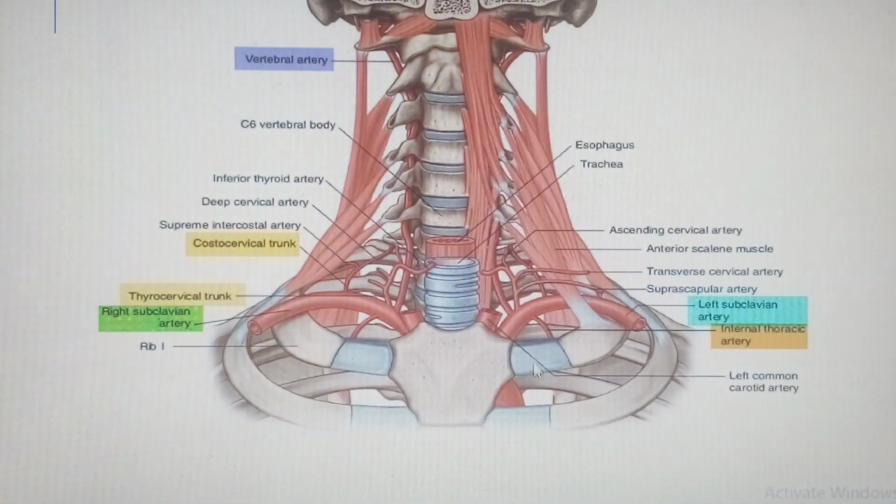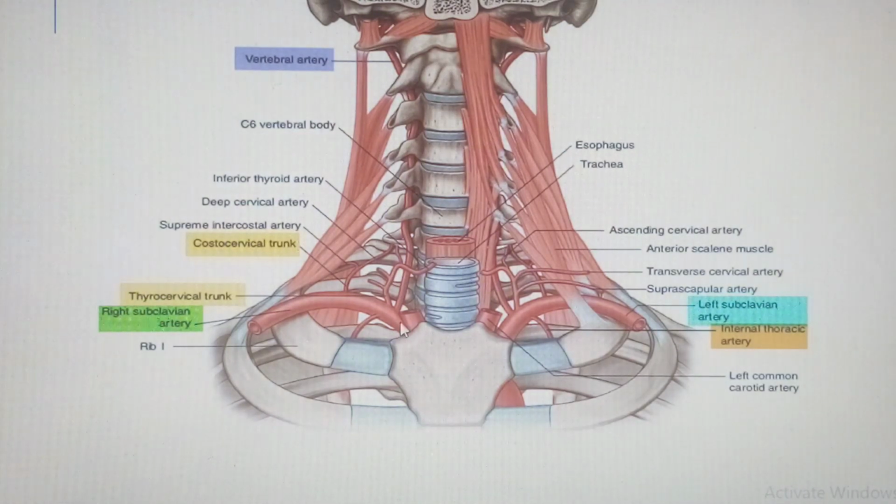So now, as we said, this is the artery. This artery is the subclavian artery, and remember that we are having the left subclavian artery. Now remember that the left subclavian artery actually originated directly from what we call the arch of aorta. Okay, normally.